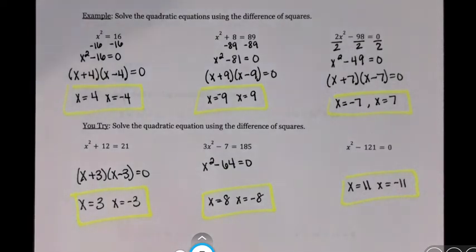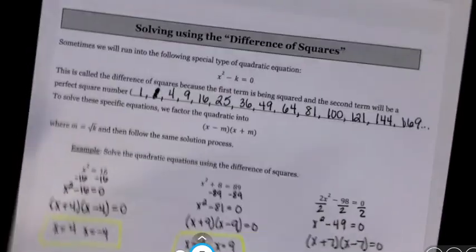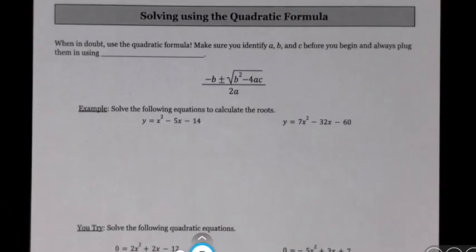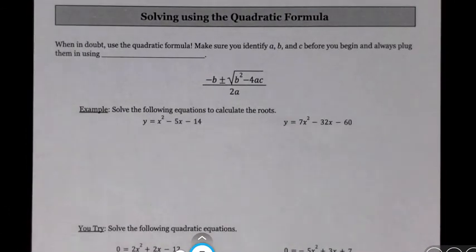We have one more method to go through. The very last thing is our foolproof method. When in doubt, we use the quadratic formula. This works for any quadratic, because sometimes we can't factor or sometimes we can't use the difference of squares. We can always use the quadratic formula.